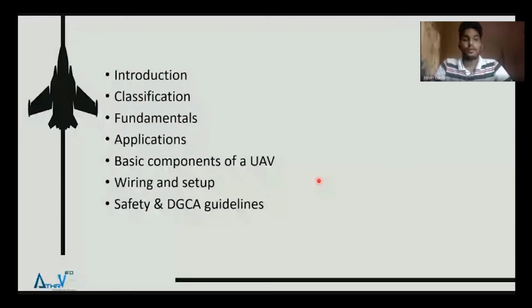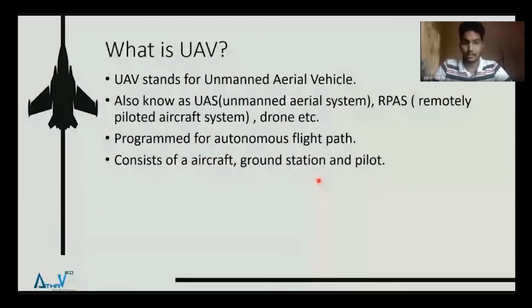Coming to UAV, UAV stands for Unmanned Aerial Vehicle. It is also known as Unmanned Aerial System, Remotely Piloted Aircraft System, and commonly known as a drone. What makes a UAV stand out is that it is mainly used for its autonomous characteristics, that is, an autonomous flight path. You give certain instructions and it will carry out those instructions on its own. A UAV mainly consists of three parts: the aircraft, the UAV itself, the ground station, a device that is used to relay information to the UAV, and a pilot who controls the UAV.